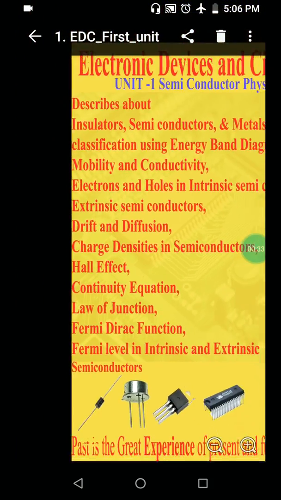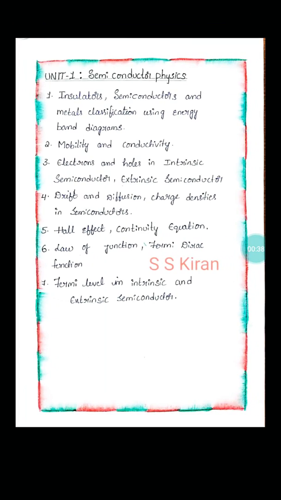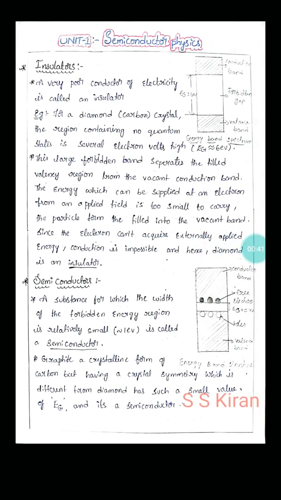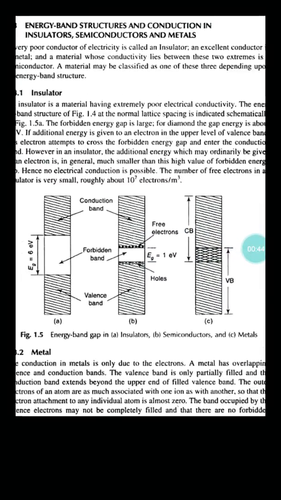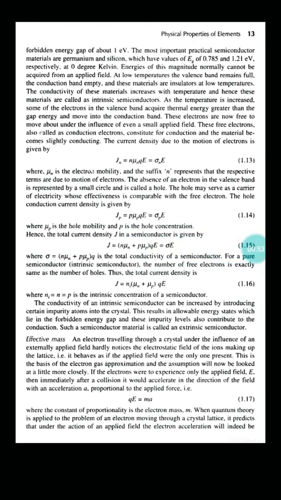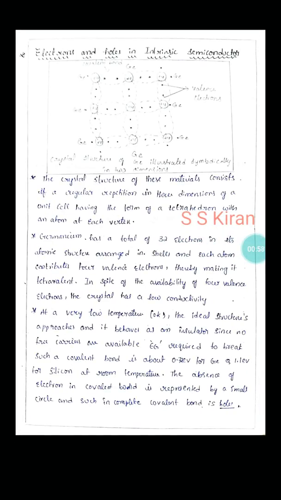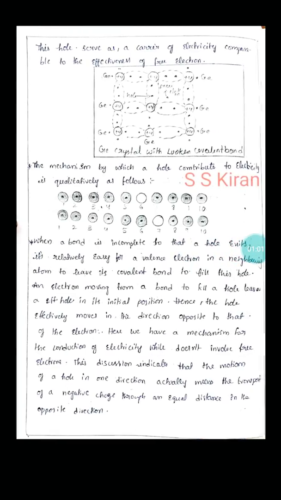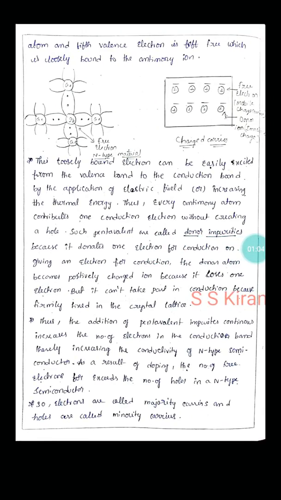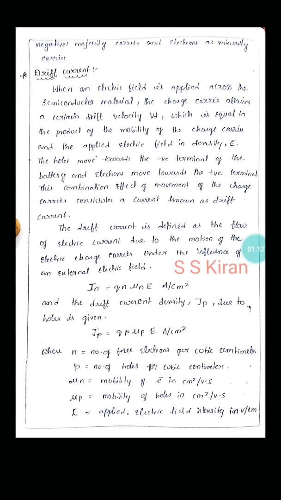Now we can recollect all the topics step by step within a fraction of a second, right? See, here insulator, semiconductors, I'm using the energy band diagram to discuss the topics. In my description I have provided the video links, just go through them. Mobility and conductivity, electrons and holes in intrinsic semiconductors, extrinsic semiconductor types, n type, p type, then drift and diffusion currents. These are all topics I have discussed in the previous lectures.